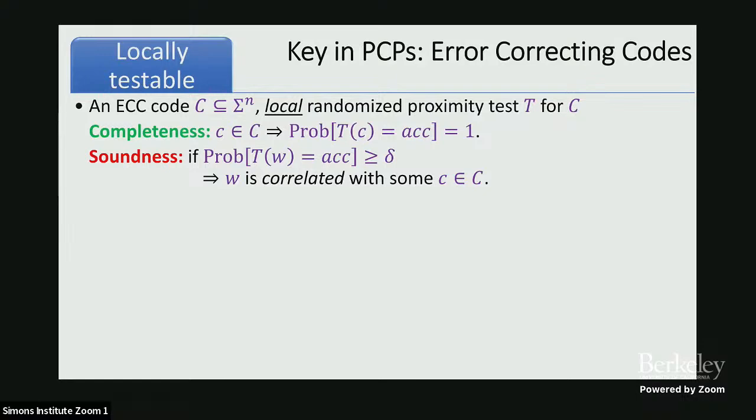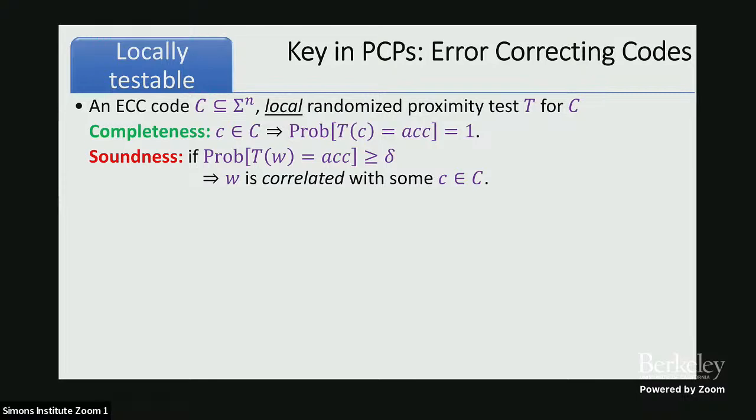This usually happens just because you design the tester in some sensible way. The more interesting part is the soundness. The soundness that I specified here is what is called small soundness, and it proceeds as follows. Suppose I have some word W such that if I run my tester on it, then it accepts with non-negligible probability delta. How can that be? Well, one case is if I took an actual codeword and perturbed it a little bit, then it is most likely the case that the tester is still going to accept with good probability.